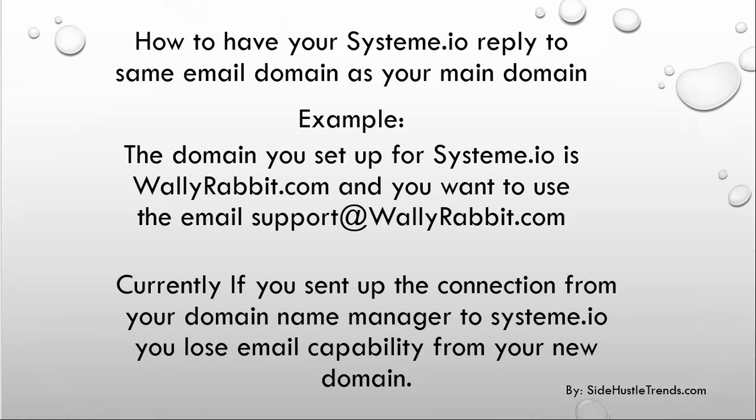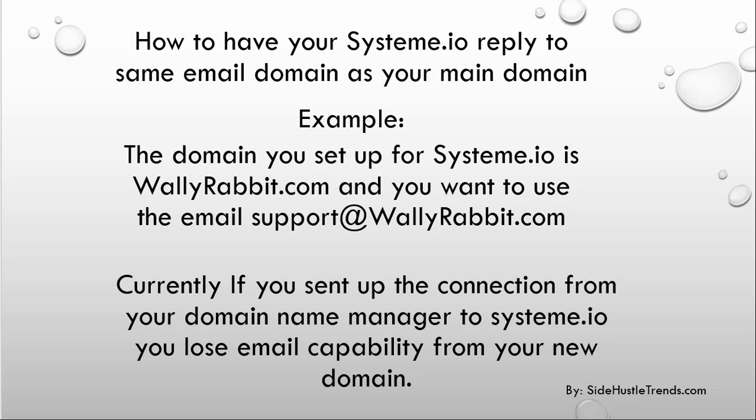So an example, let's say you went to Systeme.io and you set up your domain name, and there's a lot of other places online that teach you how to do that. Systeme.io does too. So you go over to Namecheap or someplace and set up your domain. Let's use an example here. Let's say I had a domain name called wallyrabbit.com and you wanted to use the email support or Dave or Bob at wallyrabbit.com, and if you put that email into the Systeme.io system, that is the email it says from on the email that people receive.